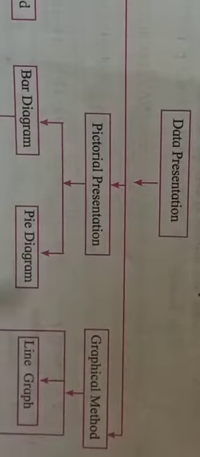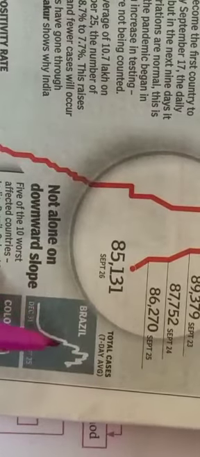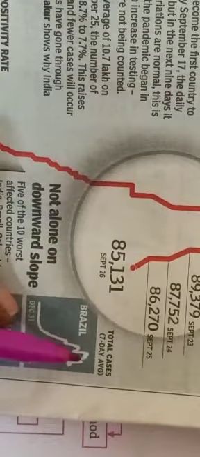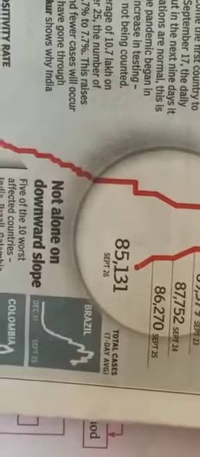Now see here, this is a line graph. It's given here, graphical method, line graph. So this is an example of it. See Brazil, steady increase, then there was a peak here, now there is a decline. And the graph is going down, this is called a downward slope. In geometry you will learn about slope and all.